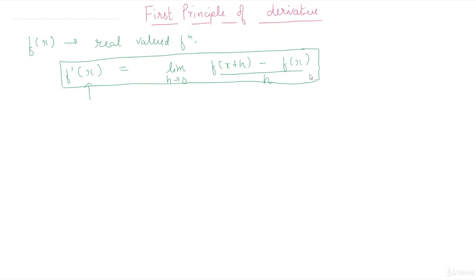So if you are differentiating by first principle, right? Now some notations are there. This f prime x is a notation for the derivative of f of x. Similarly, we can write this derivative as d by dx of f of x. So this is another way of writing a derivative. This d by dx is the derivative operator, right? So this is the derivative operator.